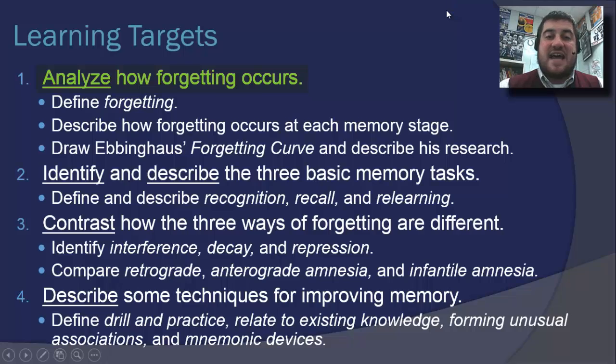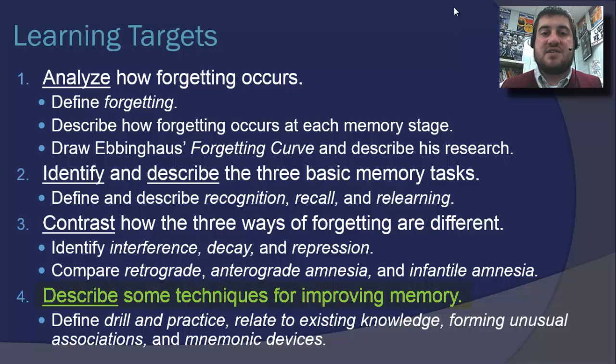We'll analyze how forgetting occurs. We will identify and describe the three basic memory tasks and how difficult and easy they are. We will contrast how the three different ways of forgetting are different, and those are the three natural ways of forgetting. There's some forgetting that occurs due to disease or injury, and then we'll also describe some techniques for improving memory. So let's go ahead and get started.